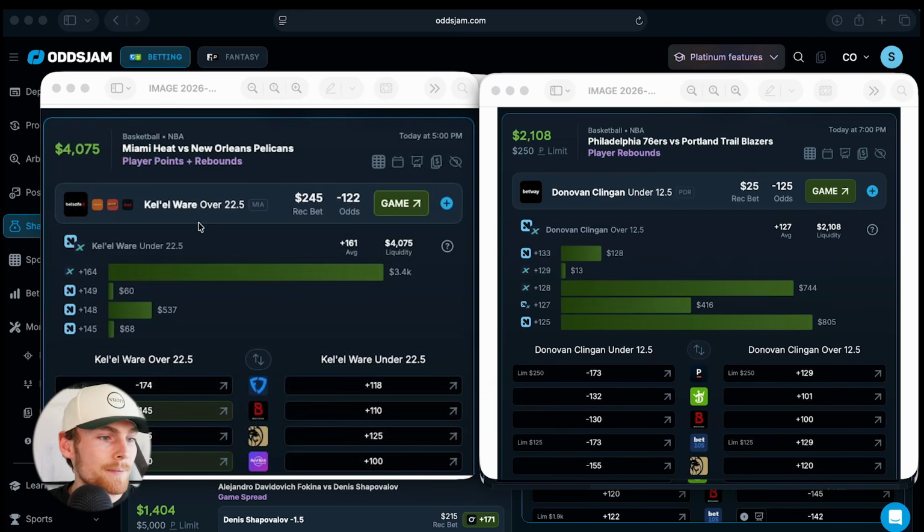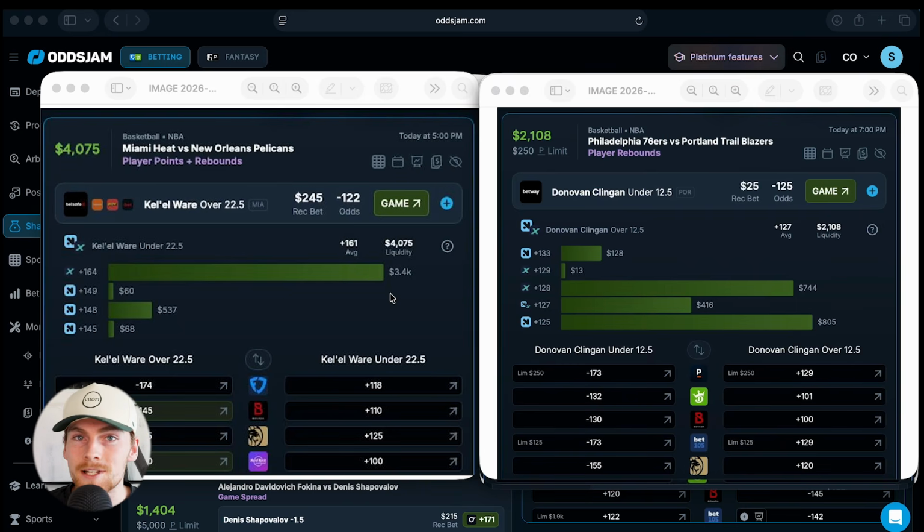So here's our first example. Khalil Ware of the Miami Heat to go over 22.5 points and rebounds. First things first, when I was scrolling on the sharp money tool, I saw $4,000 worth of liquidity. That's a lot of liquidity on a singular NBA player prop. And we can even see here that 3.4K of that was likely from one individual. The $600 there, that could be somebody else.